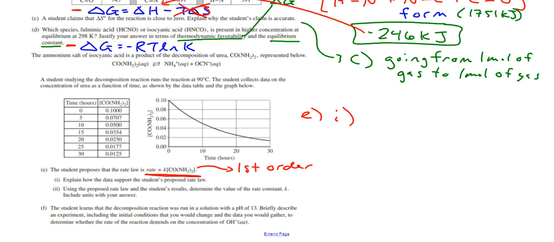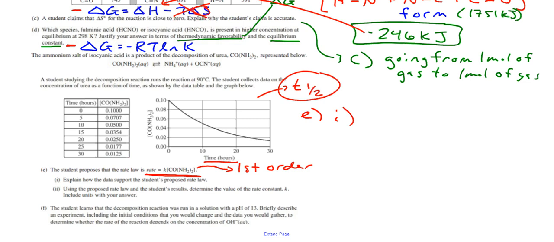So when there's decomposition, if you don't realize this, what this is potentially showing is something breaking down over time, and we can talk about half-lives. This is where this will work for you. Okay, it can be a rate. I don't want to get ahead of myself here, because the second one says, use the rate law and the student's results to determine the value of the K, include your units, and I still have nothing. Well, we can use a half-life equation.